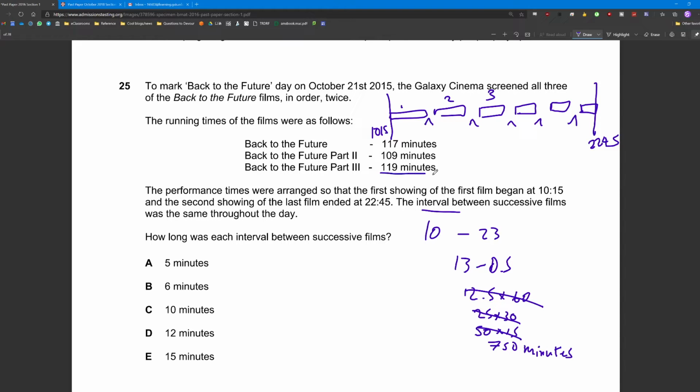So in total, these films sum to 345 minutes of film content. 345 times 2 is 690 minutes.